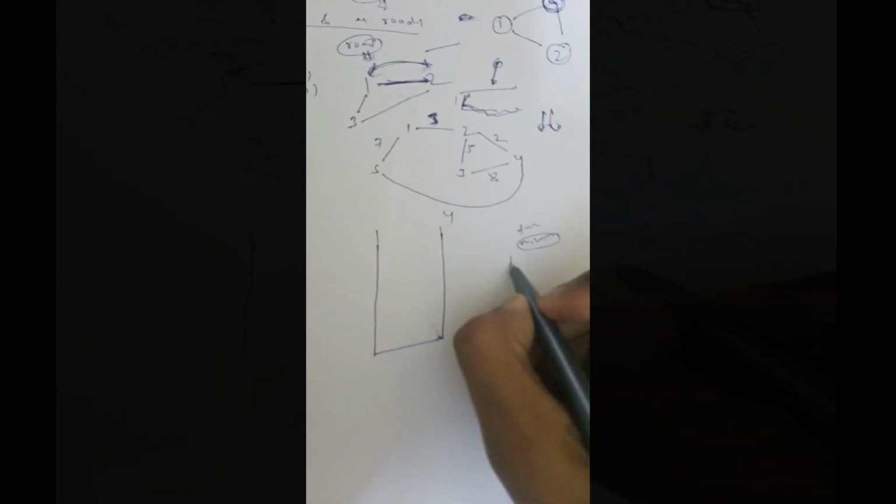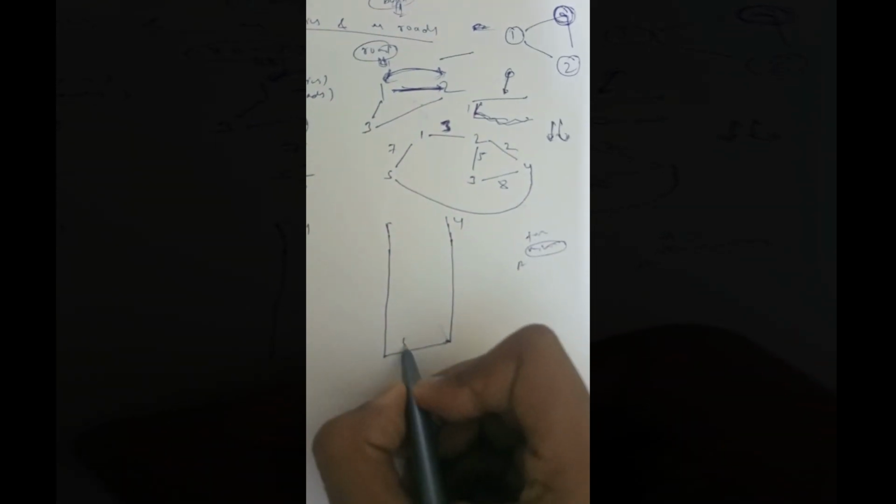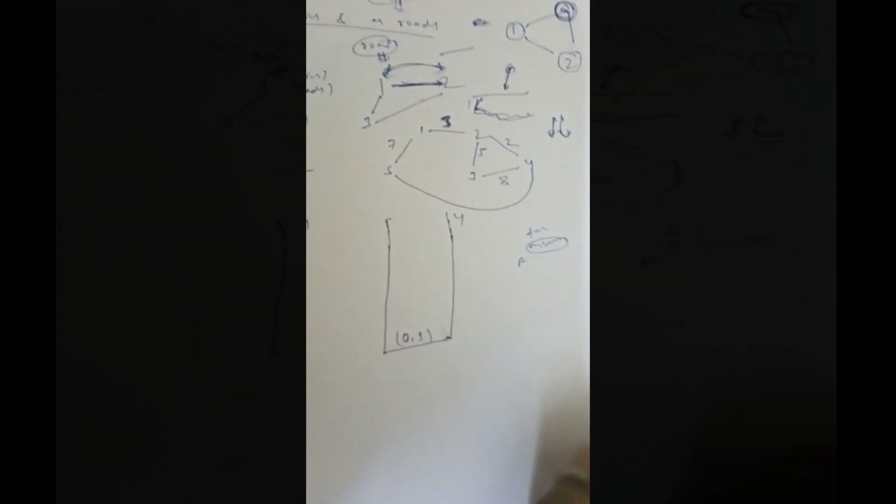Then I will create a priority queue, and first I will put in zero distance and node one.